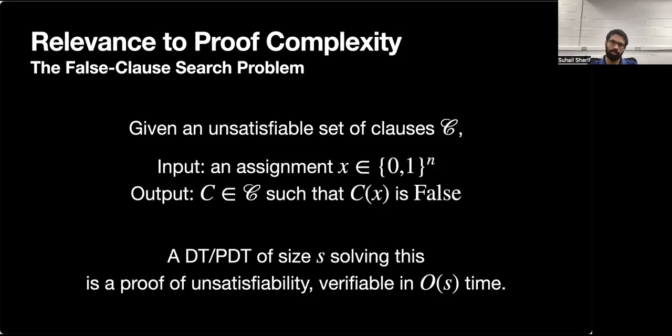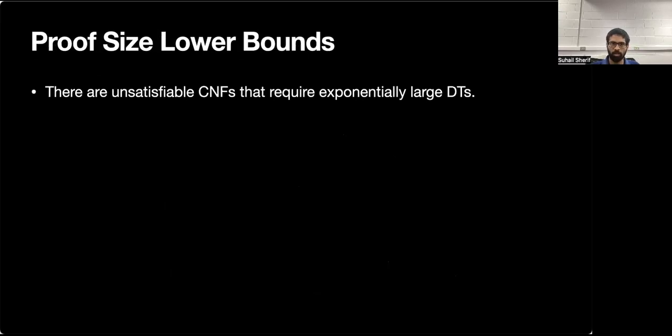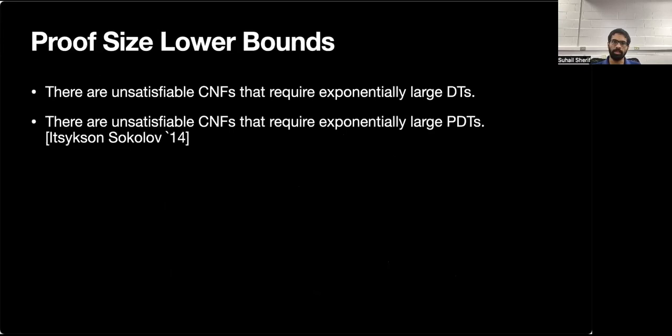Now, assuming that we believe that unsat is not in NP, we should also believe, and it would also imply, that there are unsatisfiable CNFs for which we do not have any small decision tree or parity decision tree that solves this task. And indeed, that is true. It's well known that there are unsatisfiable CNFs that require exponentially large decision trees and also parity decision trees, although that was proven much more recently.